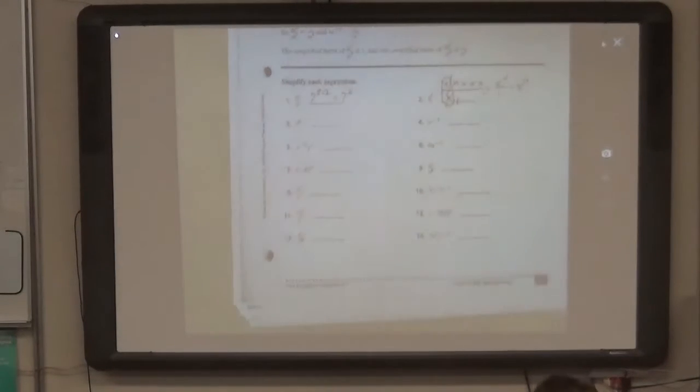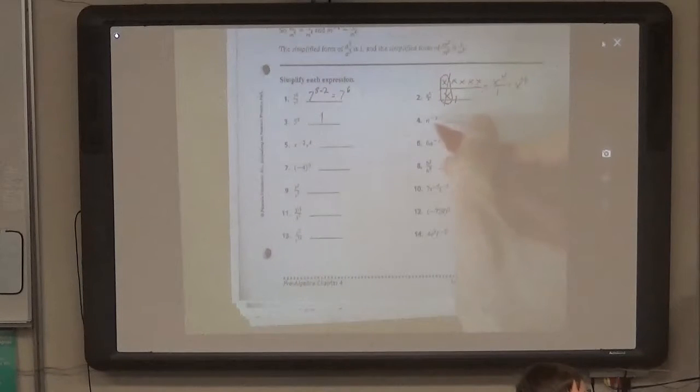5 to the 0 power. Tyler? 1. N to the negative 3rd power. What is that, Carson? It's 1 over n to the 3rd power. That one was in your notes.